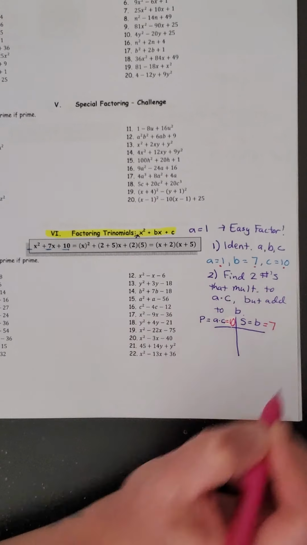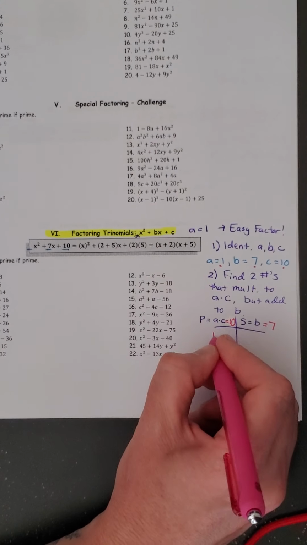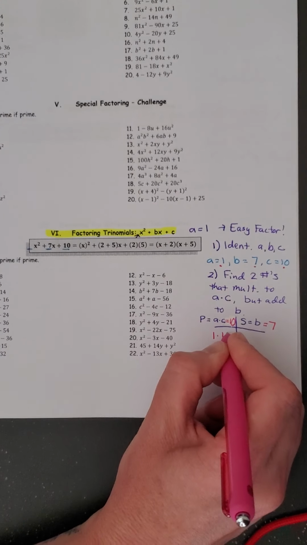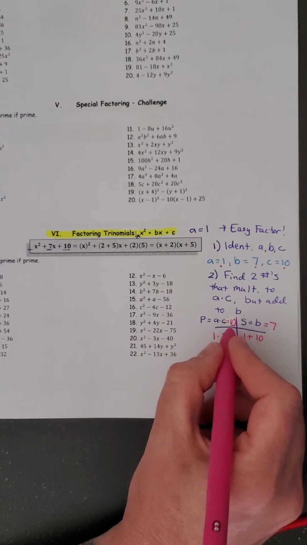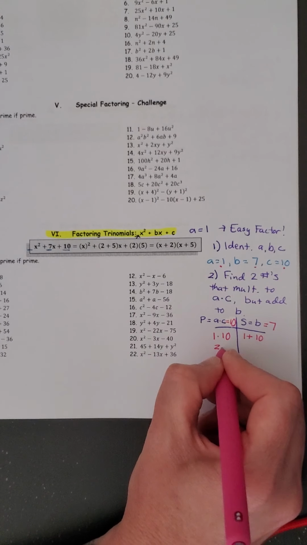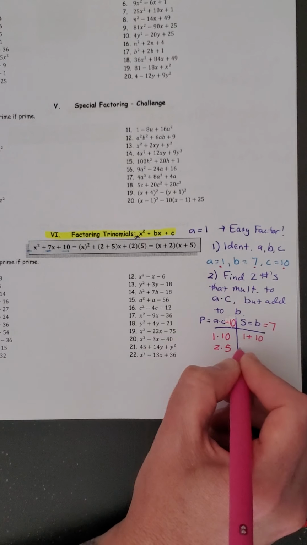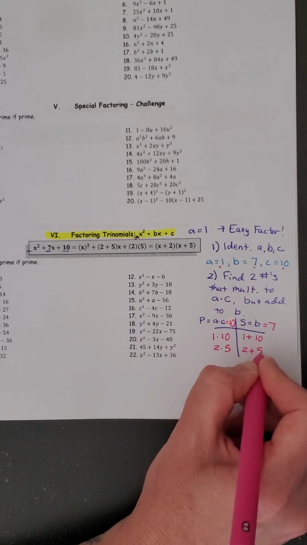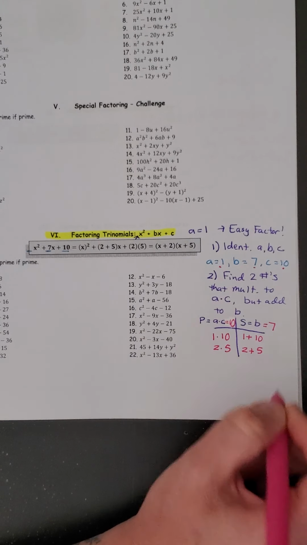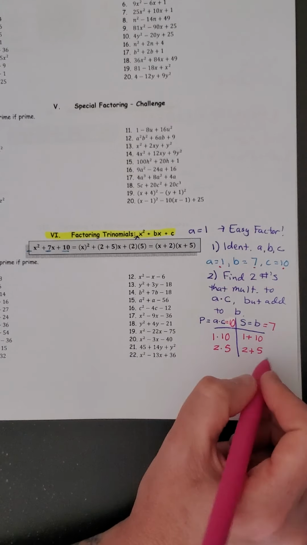So we're looking for two numbers that multiply to 10. We can try 1 times 10, which is 10, but 1 plus 10 does not equal 7. So then we would try the other ways to multiply. How about 2 times 5? 2 times 5 is 10. 2 plus 5, I apologize about the dog, 2 plus 5 is 7. And so these are my two numbers that I want to use.